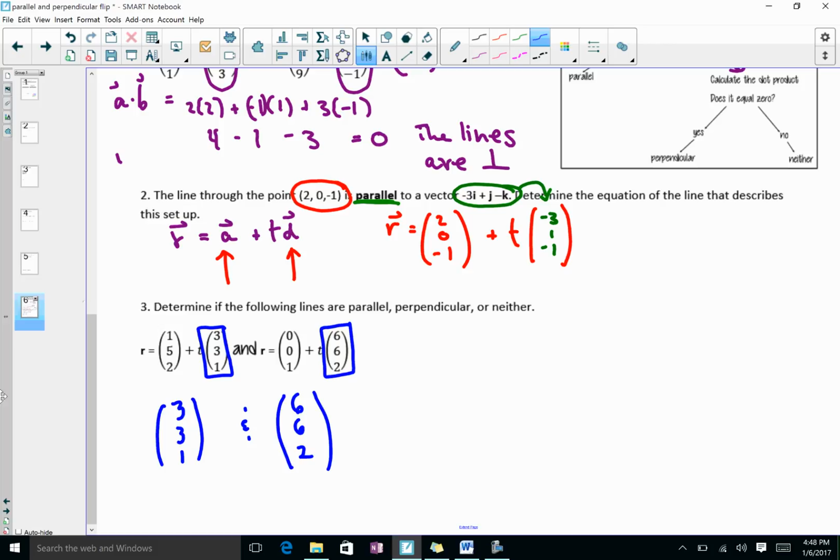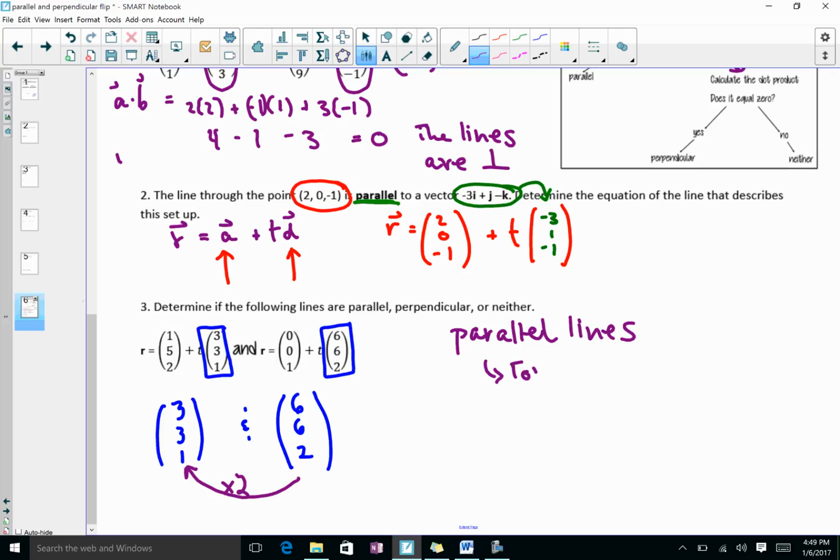And what you might be noticing now is that this 6, 6, 2 vector is 2 times bigger than our 3, 3, 1 vector. So because it's 2 times bigger, they're scalar multiples of each other. And when we have two vectors that are scalar multiples of each other, we say that they are parallel. So these are parallel lines. And in our next class, we're going to see if we can check to see if they're not just parallel, if they're actually the same line.